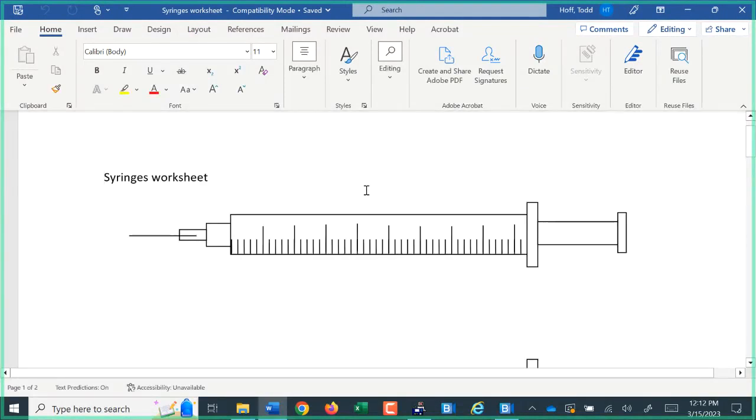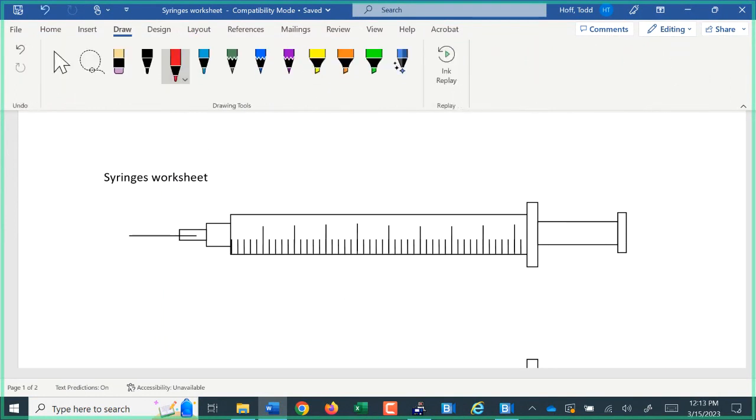So these are mocked up syringes here. And for these, we're going to look at how do we calculate, or first of all, how do we read how much is in a syringe? And to do that, we have to look at the labeling on the syringe. So let's say this is in milliliters. This is labeled 1, 2, 3, 4, like that. So we need to figure out what each marking on the syringe stands for.